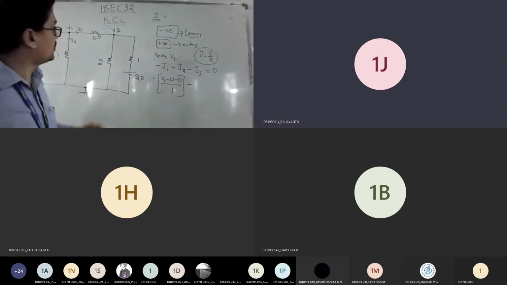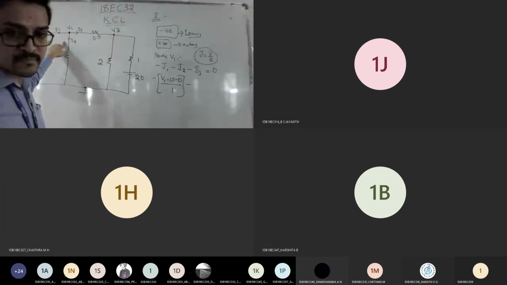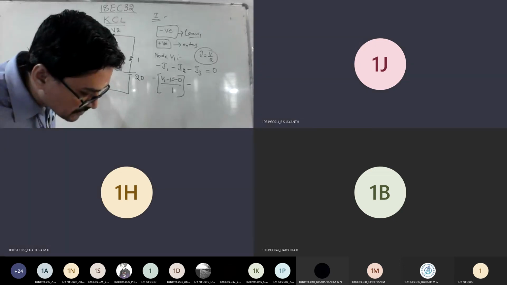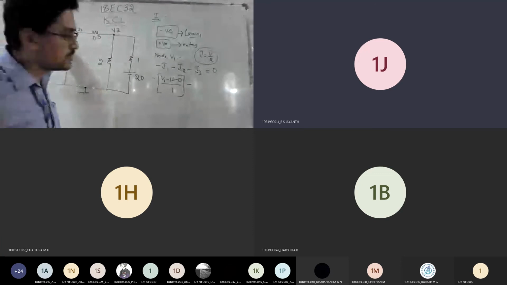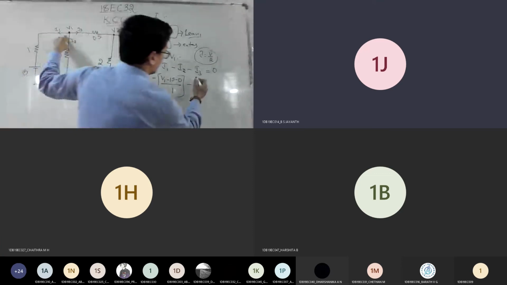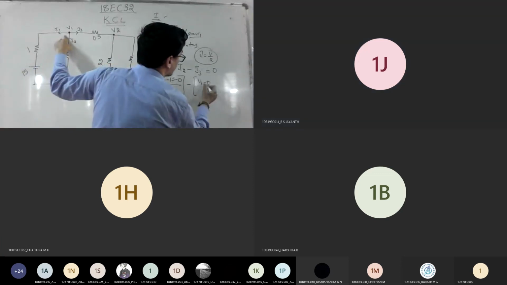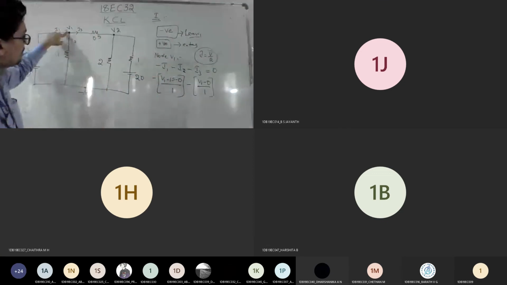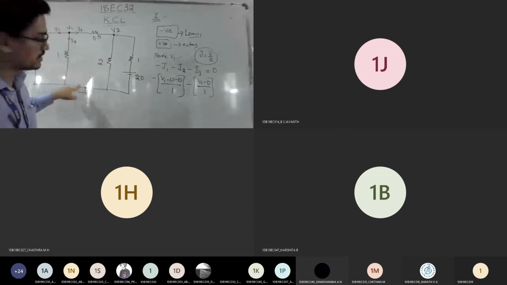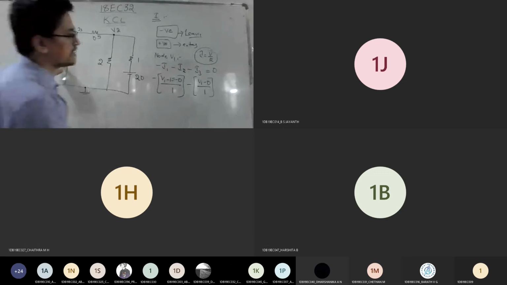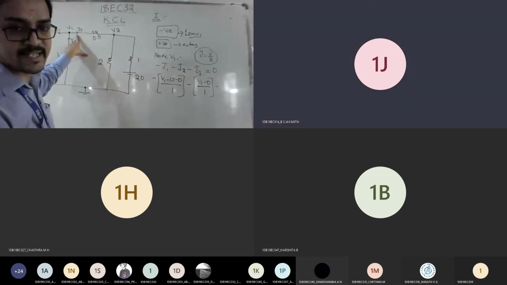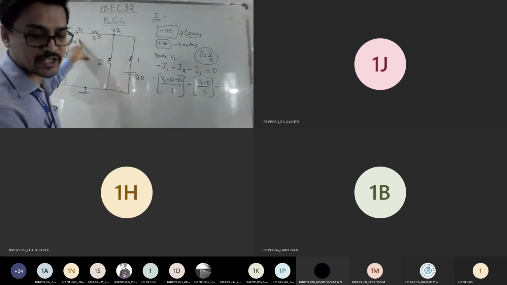V1 minus 0 divided by 1. Correct, V1 minus 0 divided by 1. Understood the logic now? V1 and here 0, divided by 1. So the same way for I3. I3 is between V1 and V2. So what should I write now?